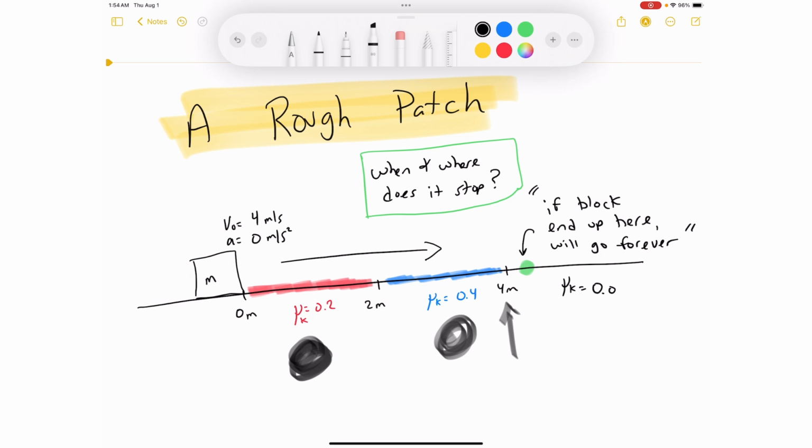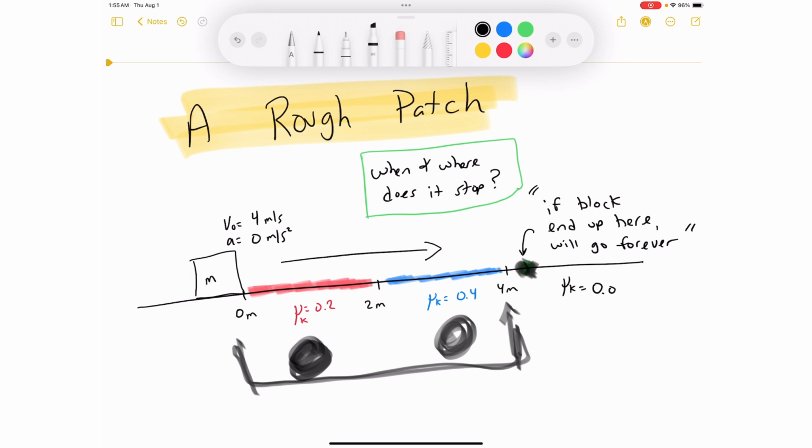Now the question is, does it stop anywhere from 0 to 4, or does it stop beyond that area? Well, it wouldn't stop beyond 4, because if for some reason the box kept going with a velocity greater than 0 in that area, it would never stop. It would go on forever because there's no friction there. If it made it past 4 meters, it would go on forever because there's nothing stopping it.